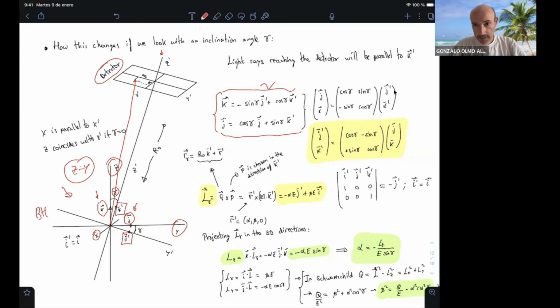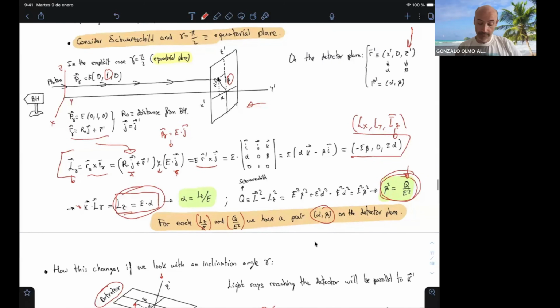It's basically that. J prime is cosine J minus sine K, so the product K·J prime is minus sine, okay? And this is what we get here. So when there is an inclination angle, this is the relation between the pixel and the angular momentum, including the angle, okay? When the angle is pi halves, like the equatorial plane, we get the result that we saw here, okay?